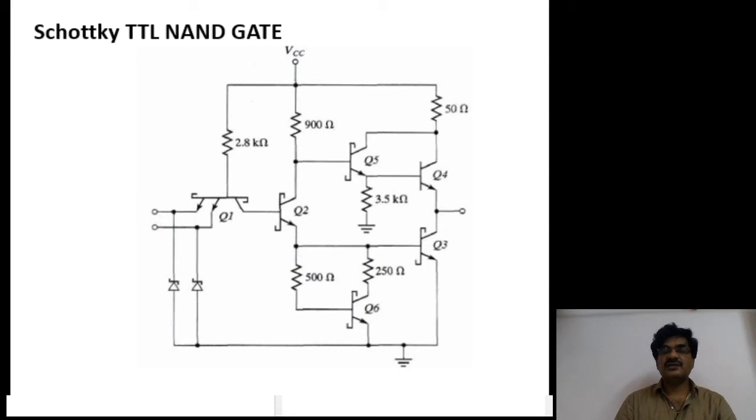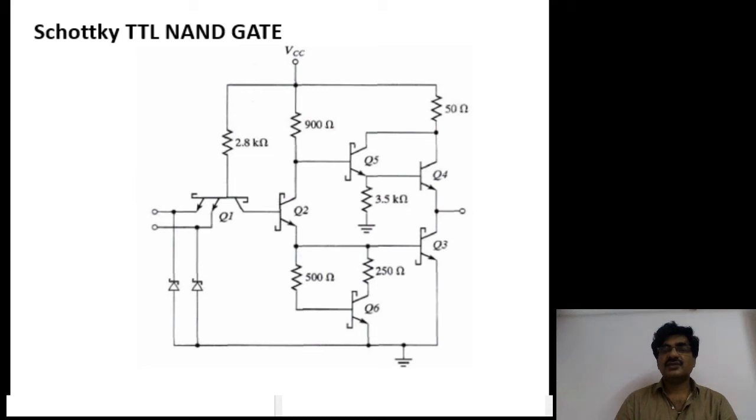Okay, so if the negative spiking value is very high, we get error results. To avoid that, these two diodes limit the spike value up to the diode drop, so that the end results are not affected. Okay, so that is the construction of a NAND gate using Schottky transistors. The rest of the operation is the same.